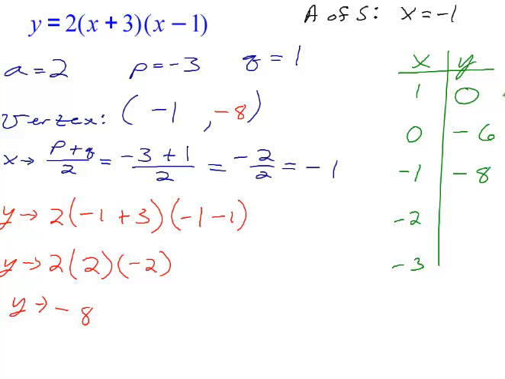So plug in -2. What's -2 plus 3? 1. What's -2 minus 1? -3. So what's 2 times 1? 2. 2 times -3? -6. What's -3 plus 3? 0. What's 2 times 0 times something? 0. Everybody okay?